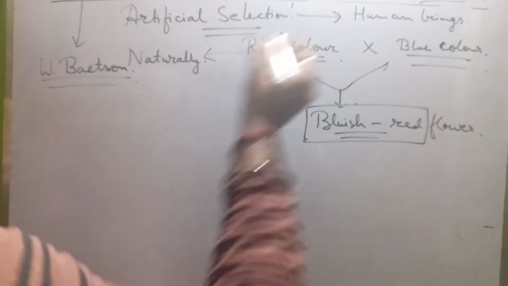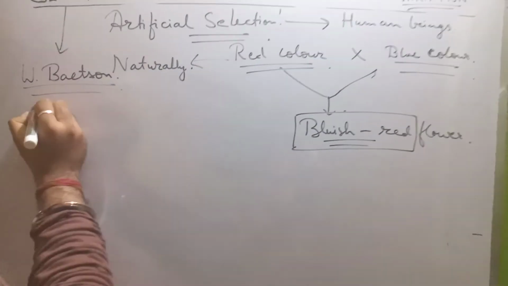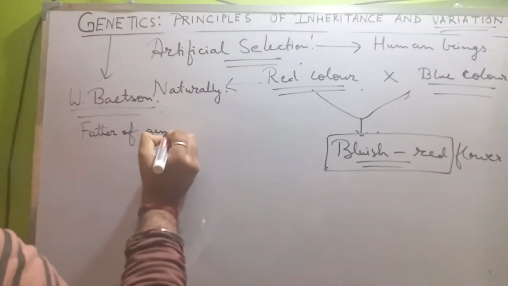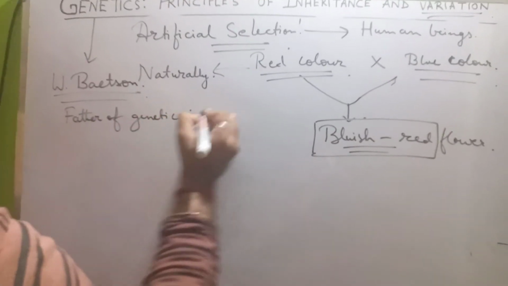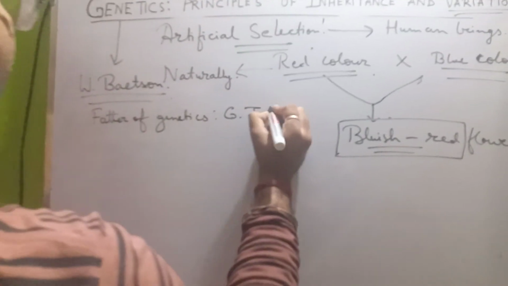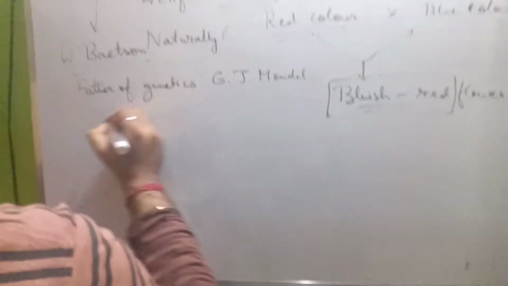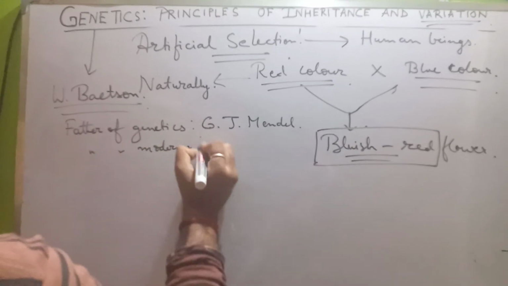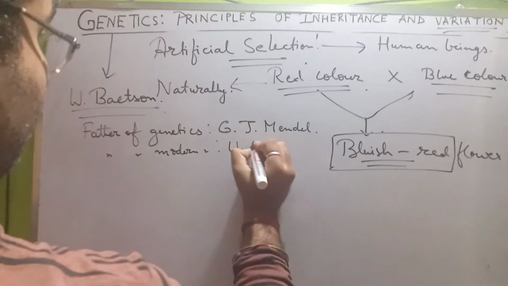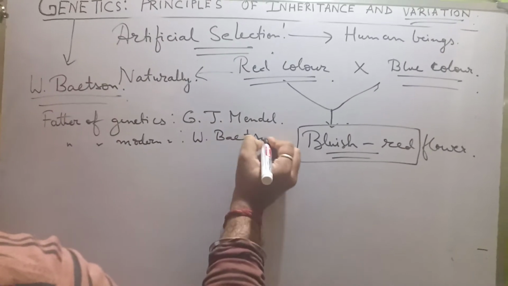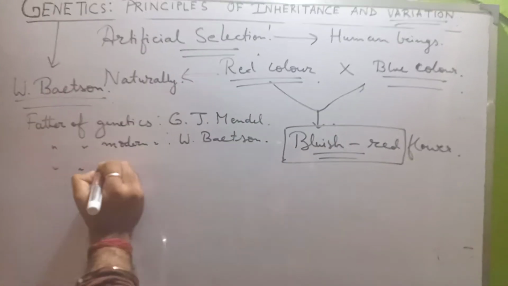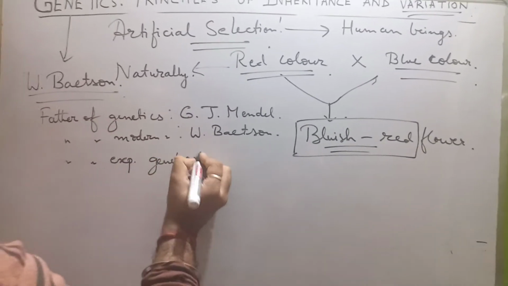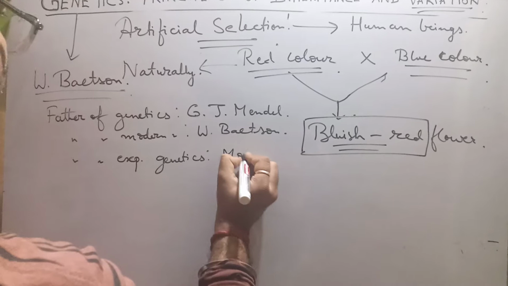Variation, you can say, is the degree of difference. Father of genetics, we all know, is Gregor Johann Mendel. Father of modern genetics is W. Bateson. Father of experimental genetics is Morgan.